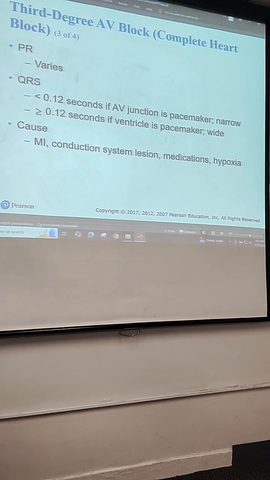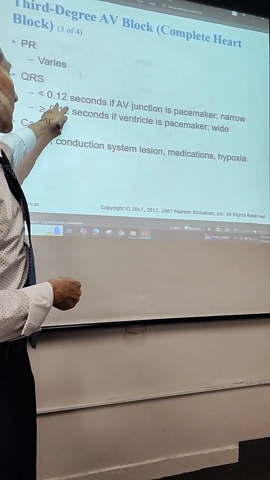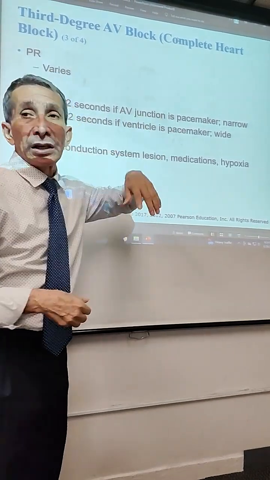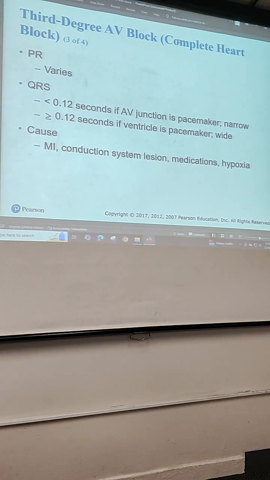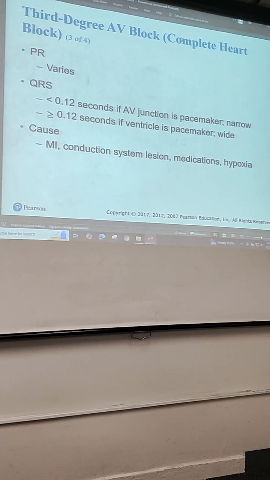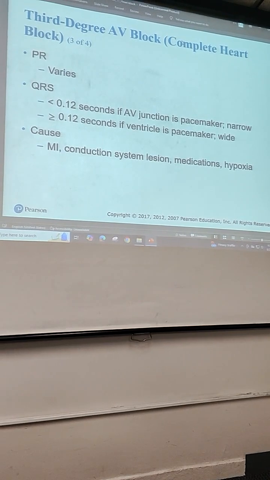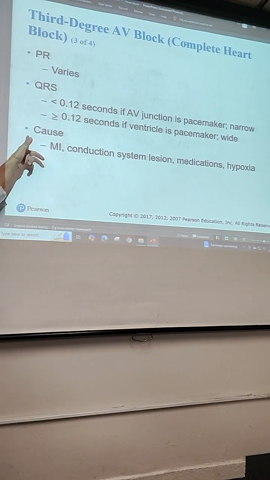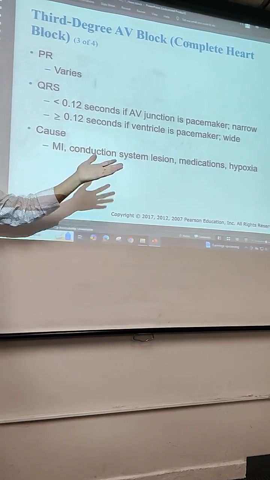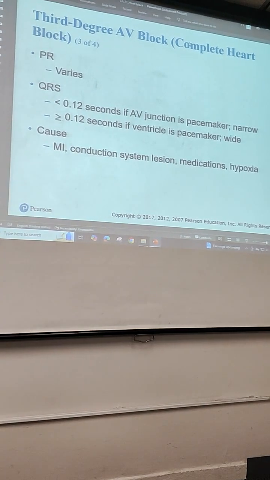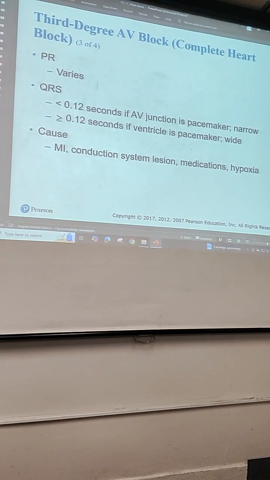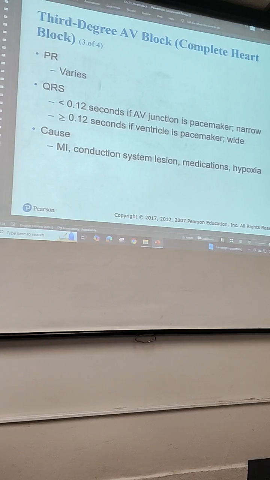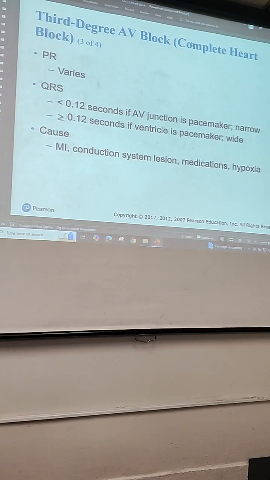So if the QRS is there, it will be less than 0.12 seconds if the AV junction is a pacemaker. So don't worry about extra information, because that can blow your thoughts somewhere else. Because myocardial infarction, some medications, these causes of problems with your heart, you will not be asked. They're not going to ask you any of these things.